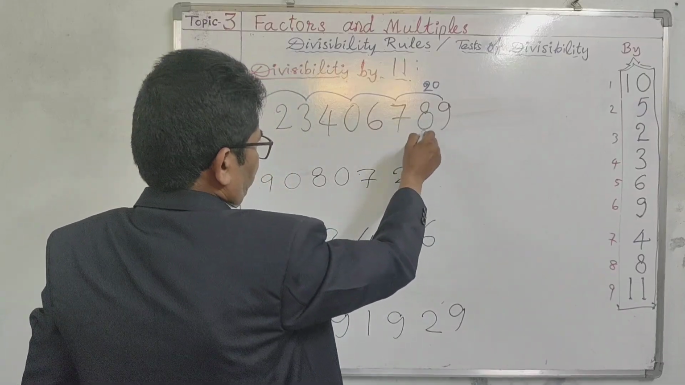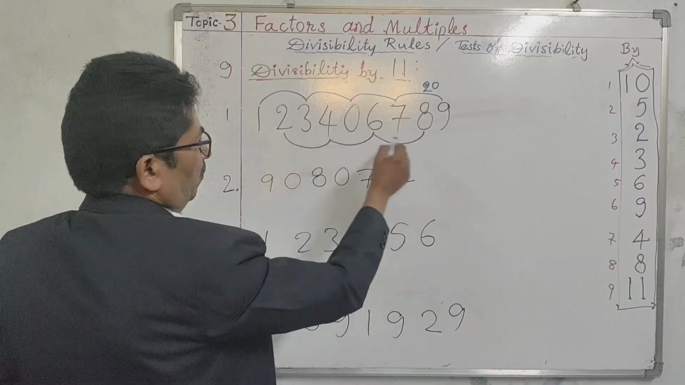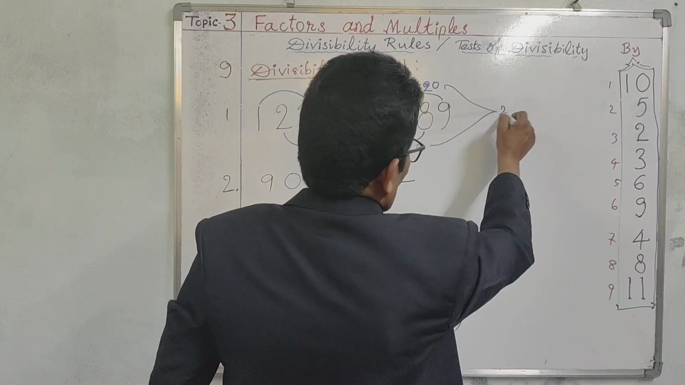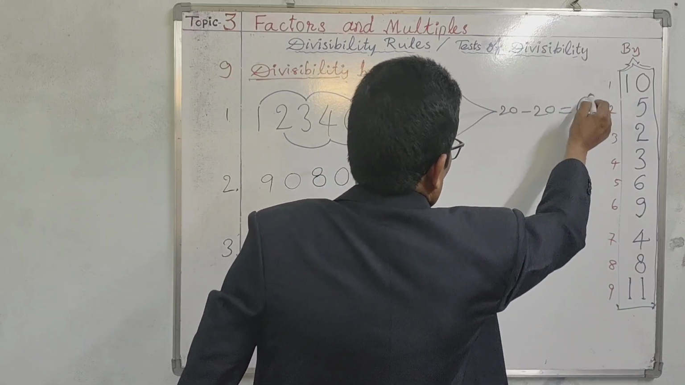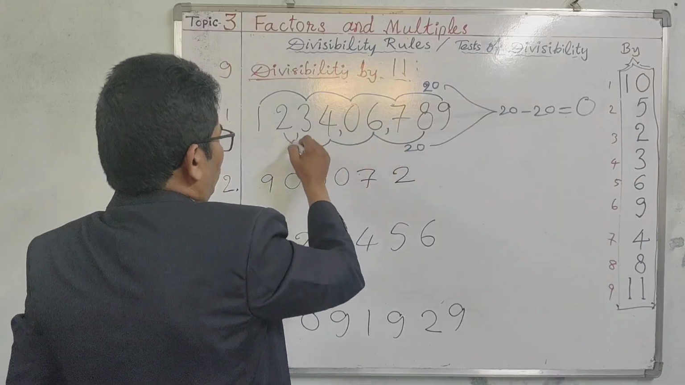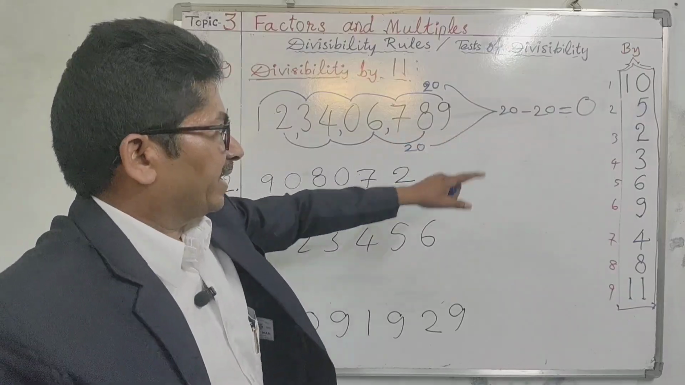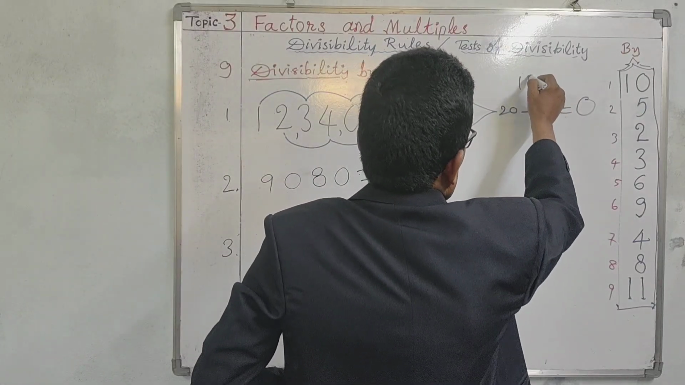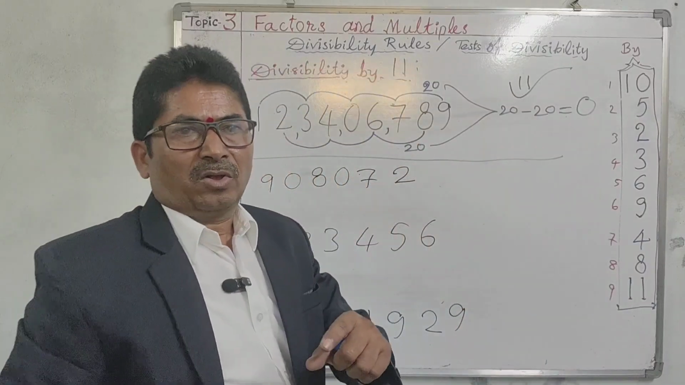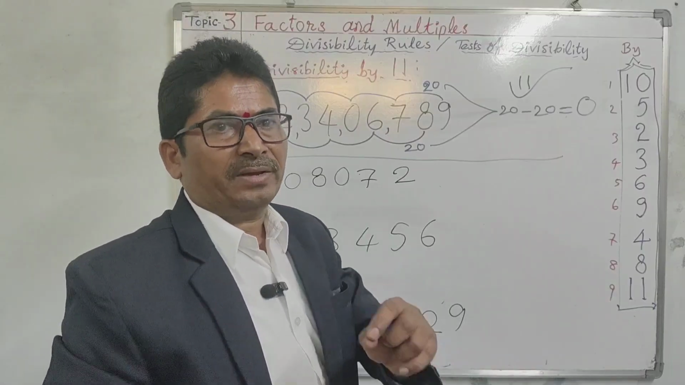Another set of alternate digits: 8 plus 6 is 14, 14 plus 4 is 18, 18 plus 2 is 20. These also give 20. The difference of these sums is 20 minus 20, which is equal to 0. So that's why this number, 12 crore 34 lakhs 56,789, is exactly divisible by 11. If there is a doubt, you may do the actual division. There will be 0 remainder.